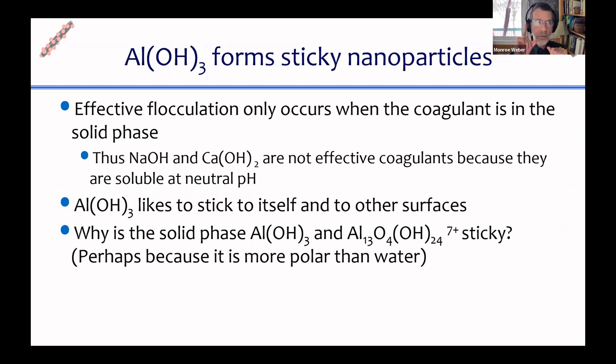Another cool thing about aluminum hydroxide, these nanoparticles, they are sticky. We kind of hold that question lightly about why are they sticky. We have hypotheses that it's because aluminum hydroxide is very, very, very polar, even more polar than water. And so that may be one of the big reasons why it is sticky, but that is something that we don't have well defined. But we do know that aluminum hydroxide is so sticky, it likes to stick to itself, it likes to stick to lots of different kinds of particles, and that's why flocculation using these aluminum-based products has been working for the last 100+ years.